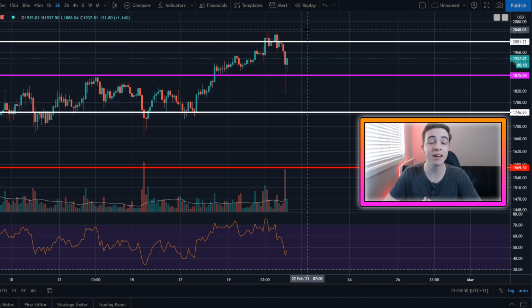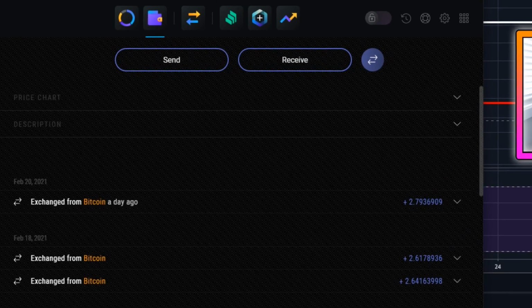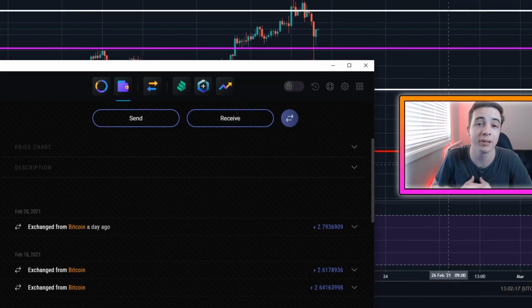So a lot of you have been asking whether or not you should be buying or selling Ethereum, and honestly, I'm actually buying more Ethereum right now. As you can see just here, here's some proof that I have actually been accumulating more Ethereum.